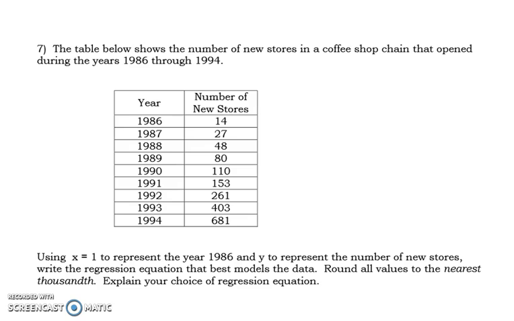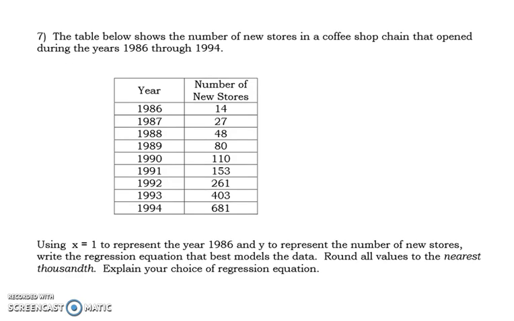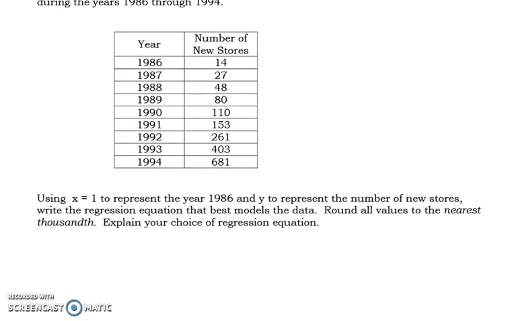Okay, number 7. The table below shows the number of new stores in the coffee shop chain that opened during the years 1986 through 1994. It says using x equals 1 to represent the year 1986. That's important. And y to represent the number of new stores. So x equals 1 is going to represent 1986. We're going to write the regression equation that best models the data and round all the values to the nearest thousandth and explain your choice of regression equation. So what we can do is we can do a linear regression, a quadratic regression, or an exponential regression.